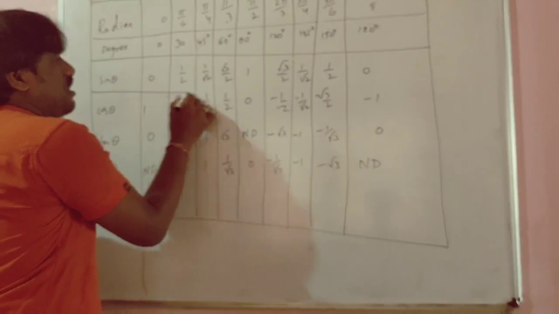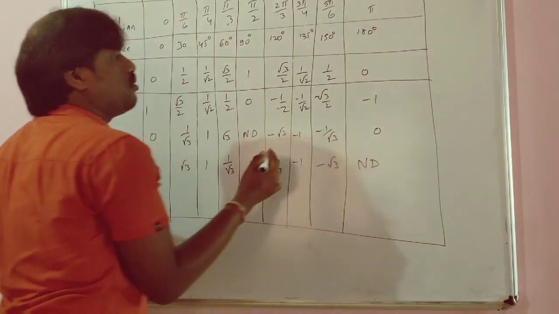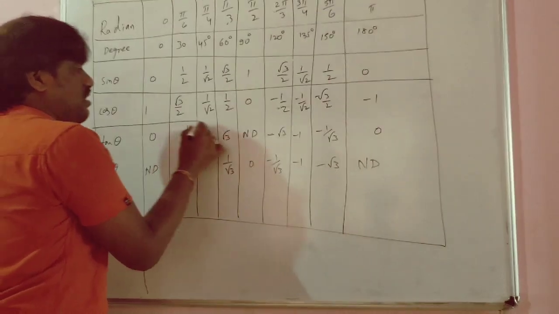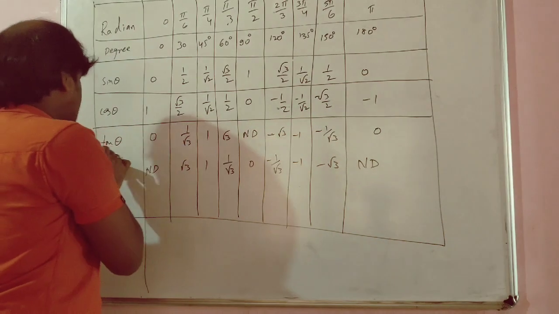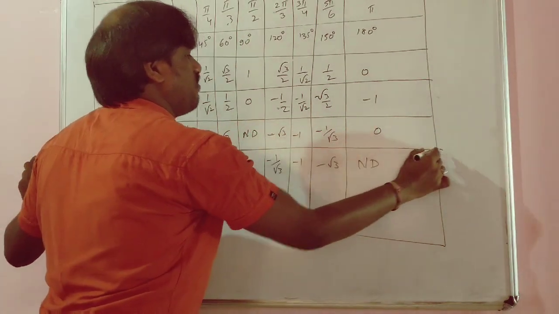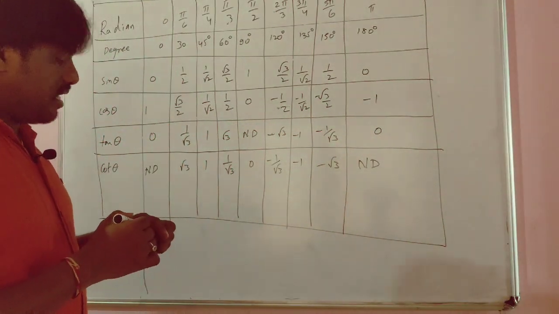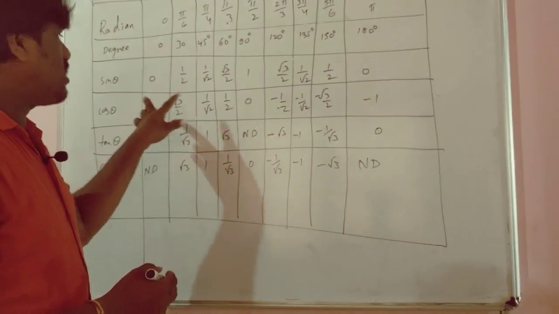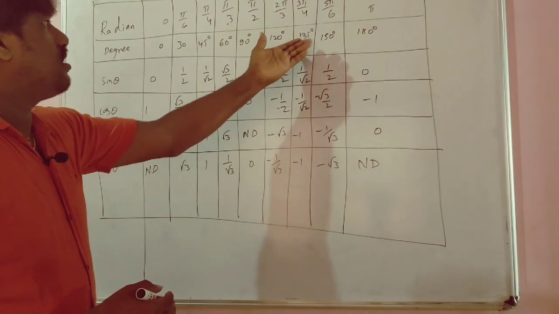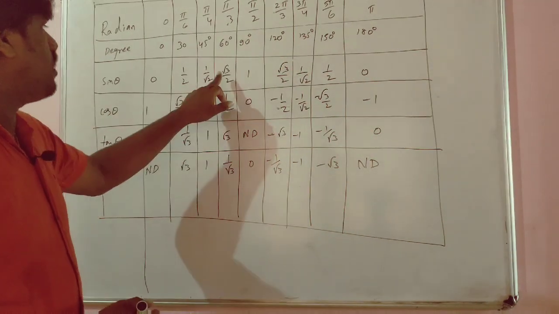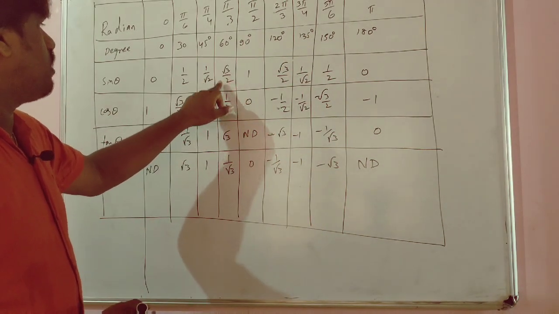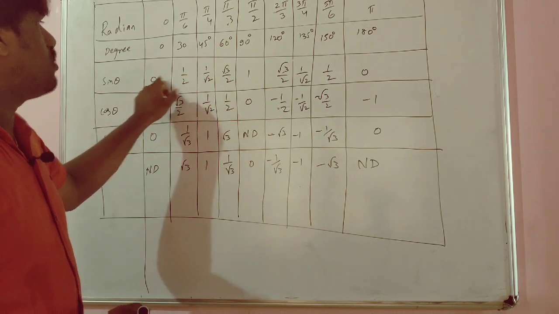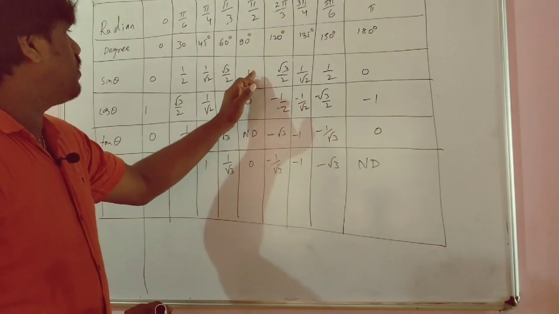So sin theta values are here, already I explained how to get them. Cos theta values are here, and tan theta values are here, and cot theta values are here. Till 90 degrees you have learned this in class 9 and class 10. After 90 degrees it is the reverse of this: root 3 by 2, 1 by root 2, 1 by 2, 0. See here, it is reversed from here.